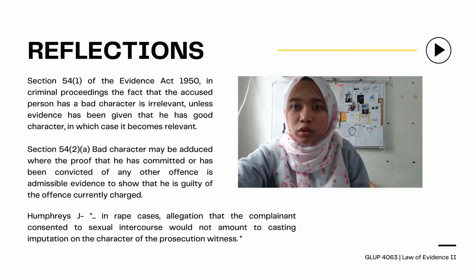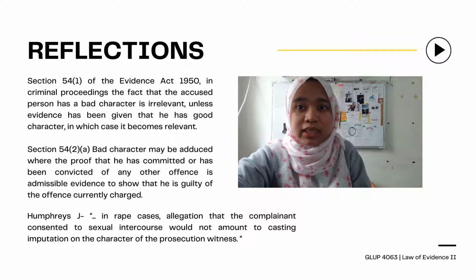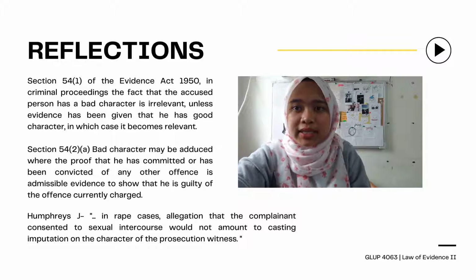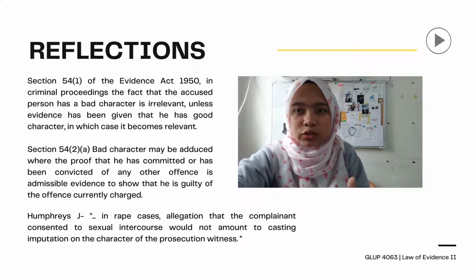An exception to the general rule of character evidence, according to section 54 subsection 2 subsection A, where bad character may be adduced: proof that he has committed or has been convicted of any other offence is admissible evidence to show that he is guilty of the offence currently charged. And in this case, Humphrey's judge quoted that the allegation that the complainant consented to sexual intercourse would not amount to casting imputations on the character of the prosecution witness. This is because lack of consent as an essential element should be proved by the prosecution.